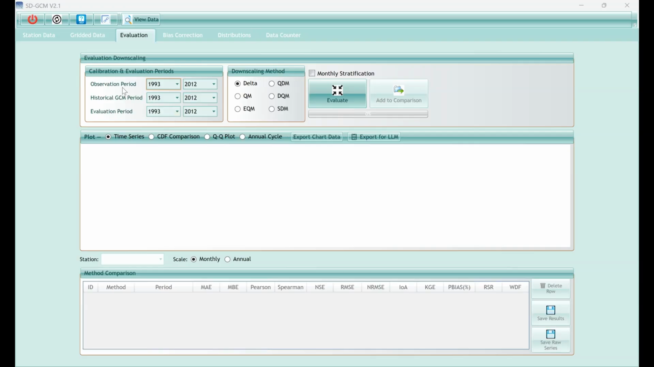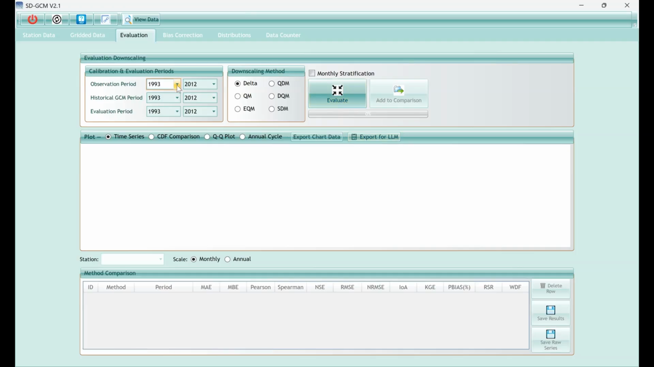The first step is to define the calibration and evaluation periods. The observation period specifies the observed station data used for comparison. The historical GCM period specifies the corresponding historical climate model data. Finally, the evaluation period defines the period over which the corrected data will be evaluated against the observations. These periods allow us to test how well each bias correction method reproduces the observed climate.